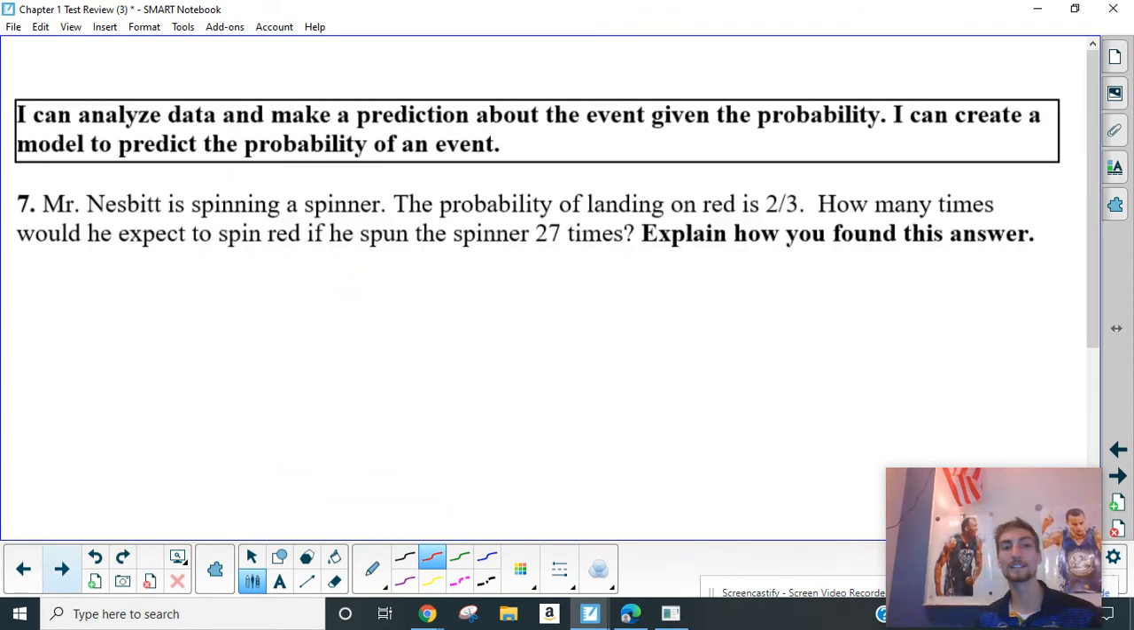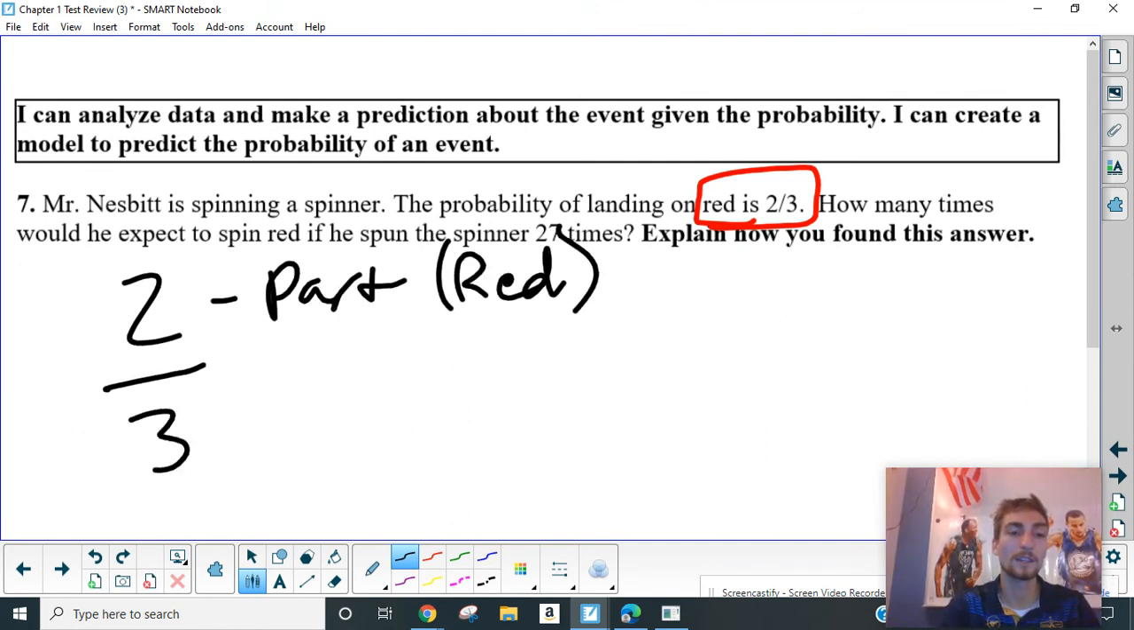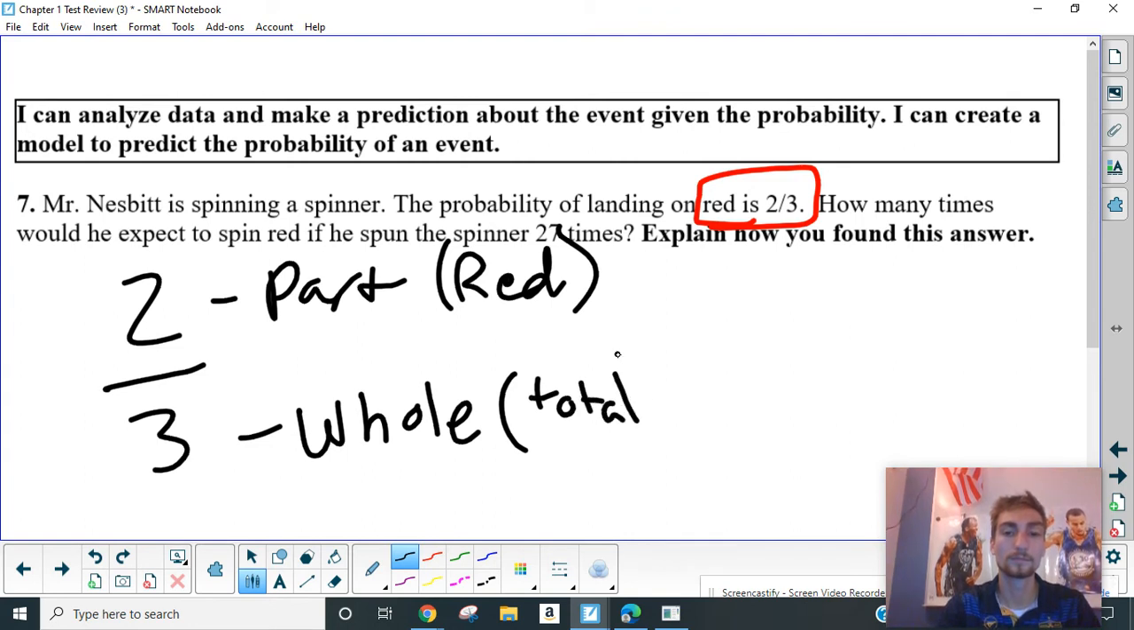All right, now it says I can analyze data and make prediction about a given event with the probability. I can create a model to predict the probability of an event. So first off, here's our event. Mr. Nesbitt spins a spinner, and the probability of landing on red is 2 out of 3. So 2 is going to be our top, our part. That's if we get red. And then 3 is going to be our whole, or our total.